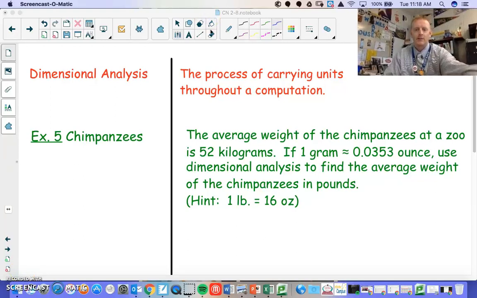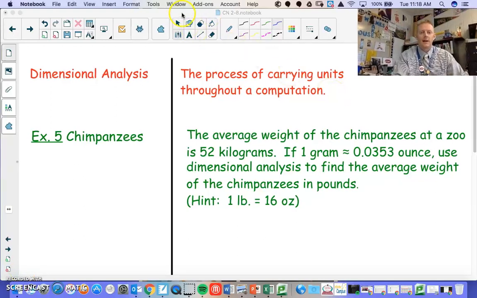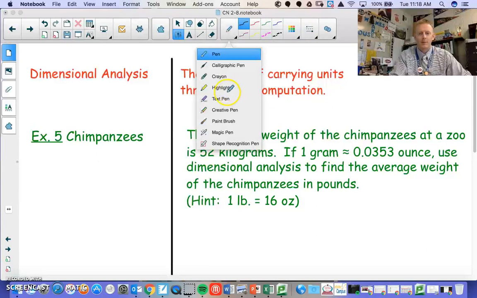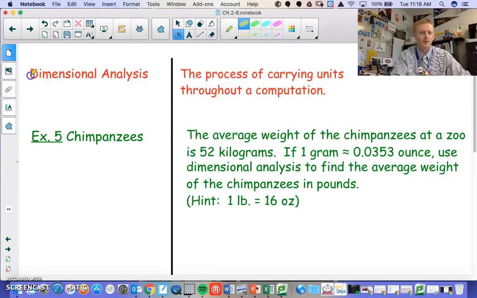Hey, ladies and gentlemen, this is the dimensional analysis part of lesson 2.8. So this is just the next step. We broke this up into two sections because this dimensional analysis stuff is a little bit more confusing than it needs to be. So if we do it all in one day, it makes it more difficult.